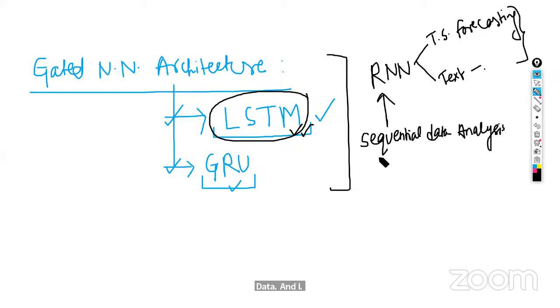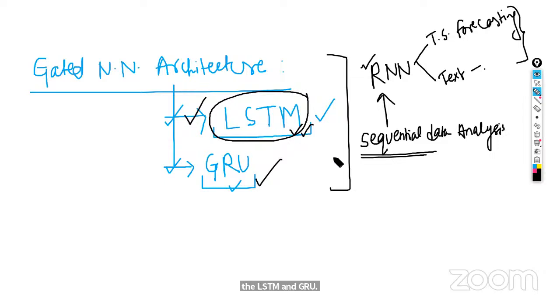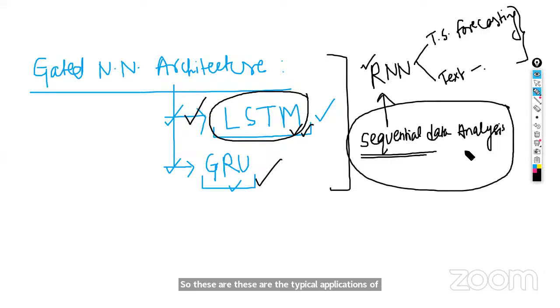Now let's understand the meaning of sequential data analysis, because of the architectures you are going to study further. We saw what RNN is, and today we are going to see LSTM and GRU, and then I will show you a couple of practical examples with LSTM. I will take two examples, one with numerical data and another with text data. These are the typical applications of sequential data modeling. First, let's understand the meaning of sequential data, and then let's come back to the LSTM part.